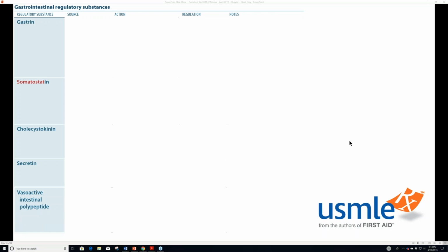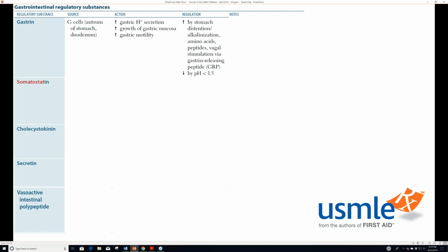So gastrin, now where's gastrin made? There you go. It's going to be made from the G cells, and that's made in the antrum of the stomach as well as the duodenum. And its actions are going to be to increase gastric hydrogen ion secretion, as well as lead to growth of the gastric mucosa, and also lead to increased gastric motility. So what do you think regulates it? There you go. Stomach distension is the main thing you need to know there. There's a lot of other stuff there, but stomach distension is the main thing.